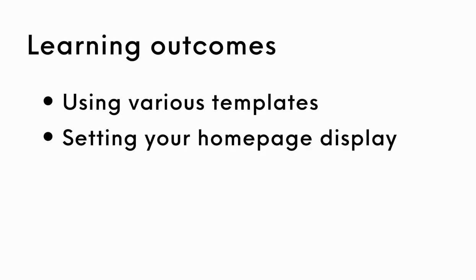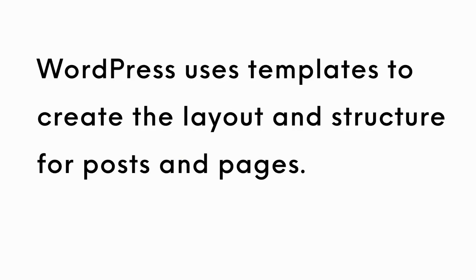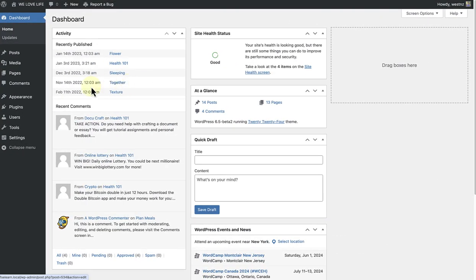But let's go ahead and gain a deeper understanding of how to use the various templates that come with the block theme and setting your homepage display. Templates such as the Pages template, Index template, Single Posts template, 404 template, and All Archives template. As a reminder, WordPress uses templates to create the layout and structure for a page or post. Let's start by looking at the Page template.